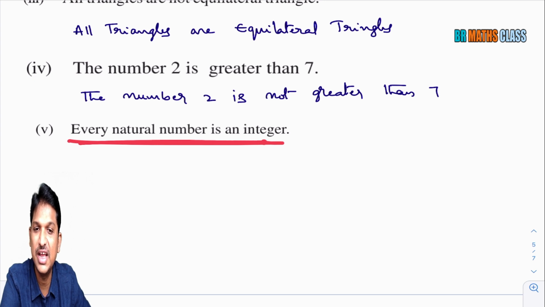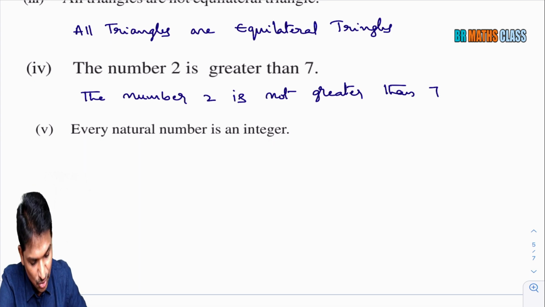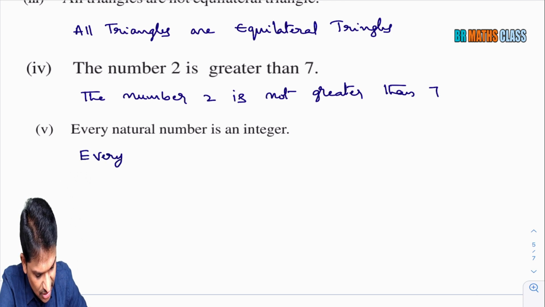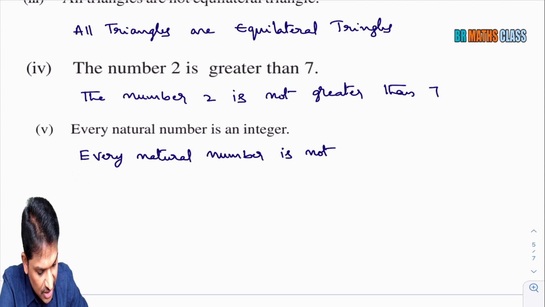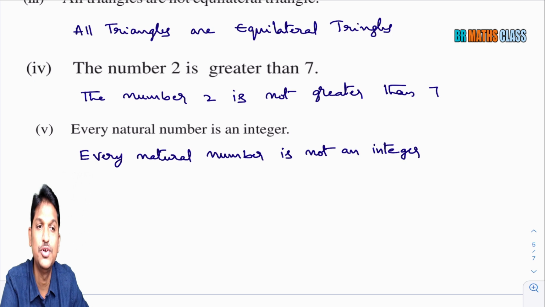They are saying that every natural number is an integer. We'll say that every natural number is not an integer. Just deny the statement. Don't look for the meaning. So what is the answer here? Answer is every natural number is not an integer. That's it. Successfully we completed the first question in this.